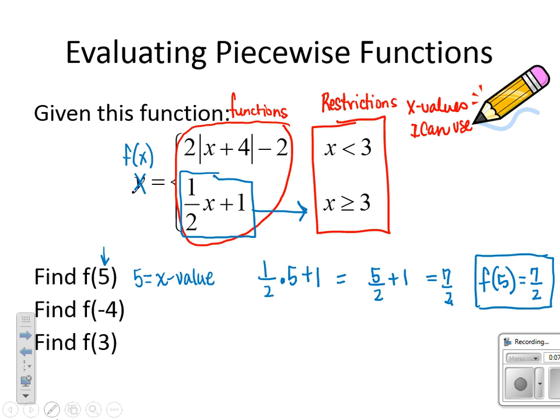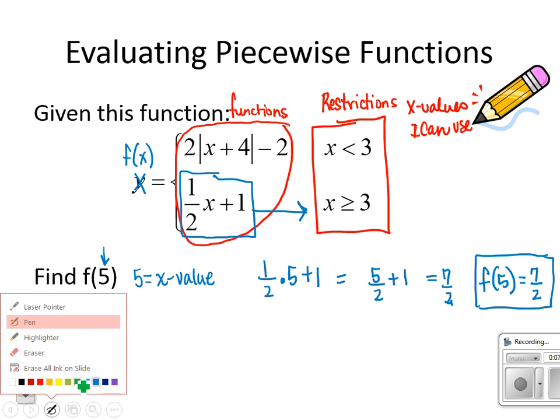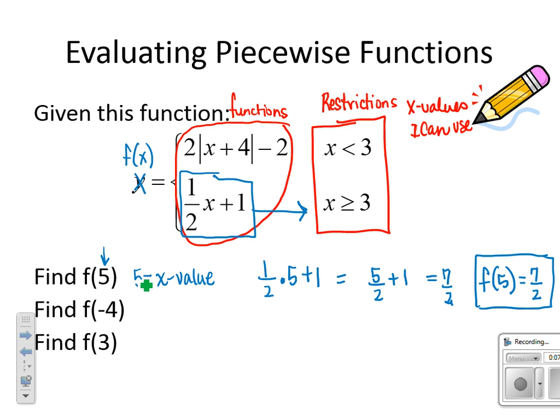Okay, let's try -4. So now we have to go up to our restrictions and find out where -4 would belong. Well, -4 is less than 3. So I would use this function. So I would say my x value is -4. And I would plug it into this function everywhere I see an x. And then I would evaluate that.